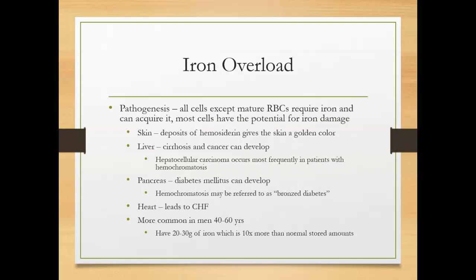With these people, all the cells except the mature RBCs require iron and can acquire it. Most cells have the potential for iron damage. The skin kind of turns a golden color. We can end up with cirrhosis and liver cancer. In the pancreas, you can develop diabetes. With the heart, it can lead to congestive heart failure. This one is more common in men. They usually have 20 to 30 grams of iron, which is 10 times normal. So hemochromatosis, iron overload.